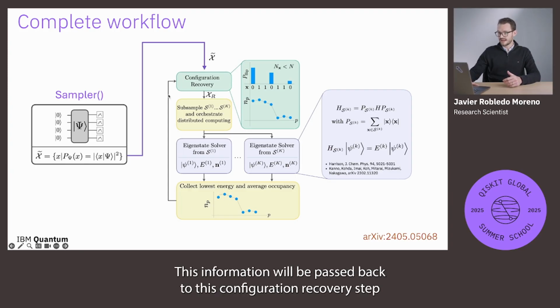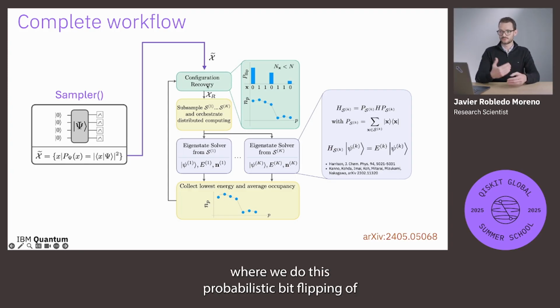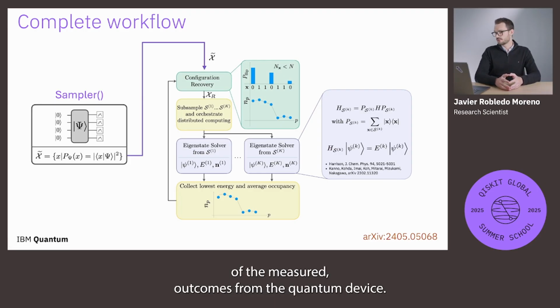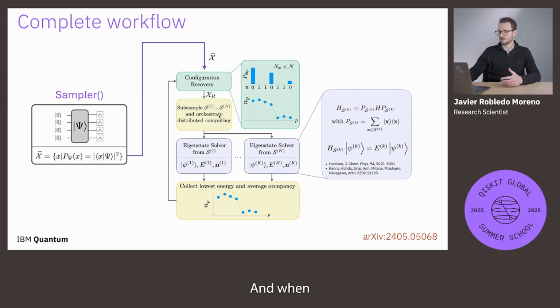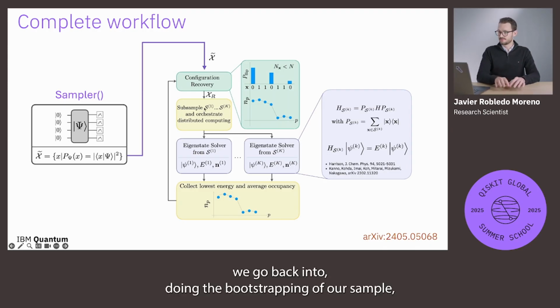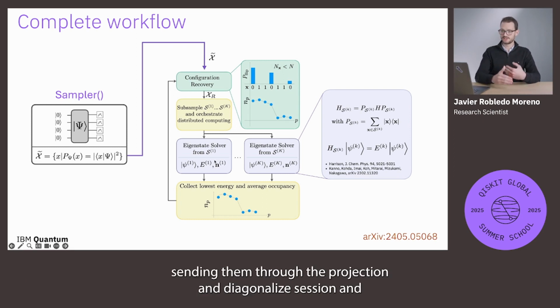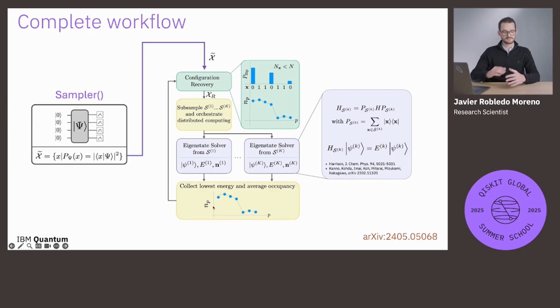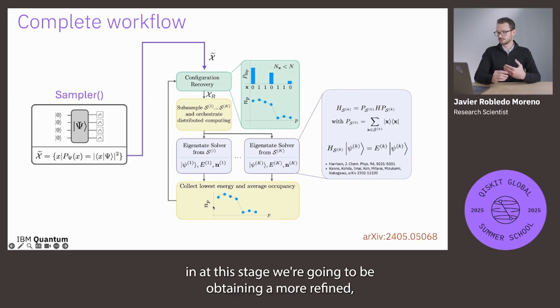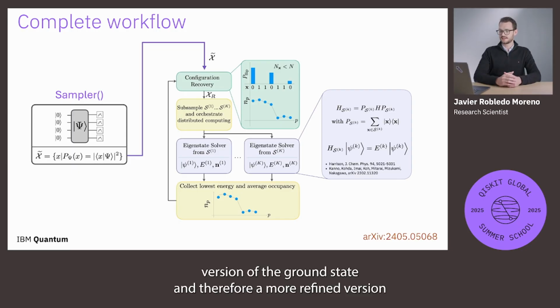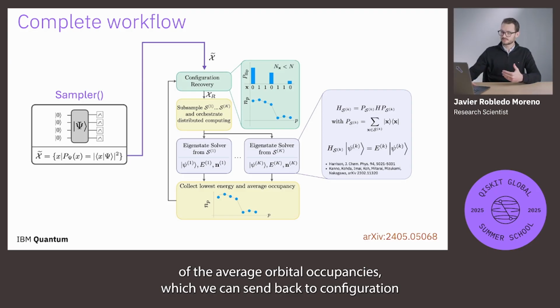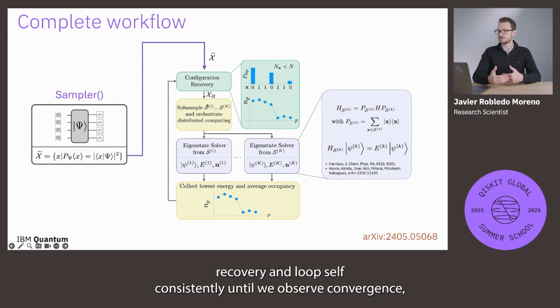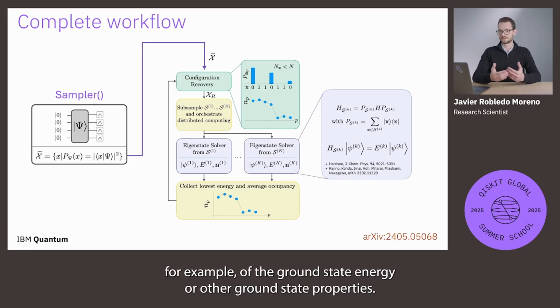This information will be passed back to this configuration recovery step where we do this probabilistic bit flipping of the measured outcomes from the quantum device. And we will go back into doing the bootstrapping of our samples, sending them through the projection and diagonalization. At this stage, we're going to be obtaining a more refined version of the ground state, and therefore a more refined version of the average orbital occupancies, which we can send back to configuration recovery and loop self-consistently until we observe convergence, for example, of the ground state energy or other ground state properties.